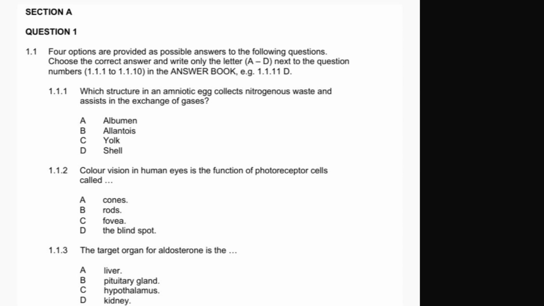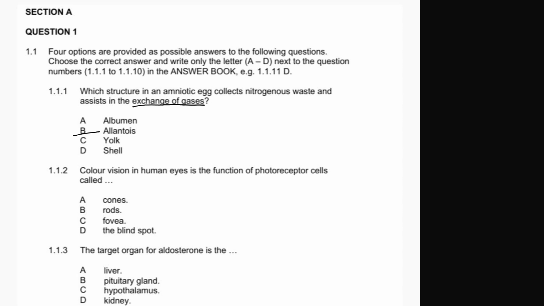Therefore, 1.1.1, they said, which structure in the amniotic egg collects nitrogenous waste and assists in the exchange of gas? Therefore now, that's what we call allantois. B. It is what we call allantois. So it collects nitrogenous waste and assists in the exchange of gases, right?